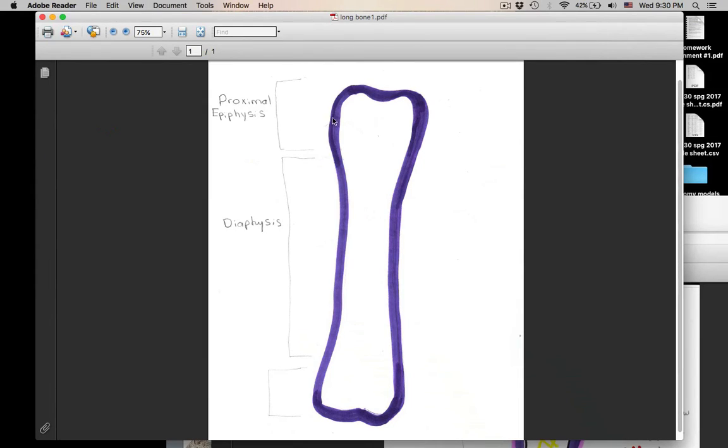Here is just an outline of a typical long bone. This dark purple represents compact bone. All bones have compact bone on the outside. What you see when you're seeing a bone is compact bone. It's pretty thin. So start with that. You draw compact bone. That is all compact bone.